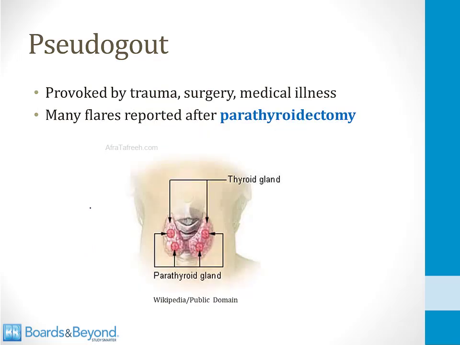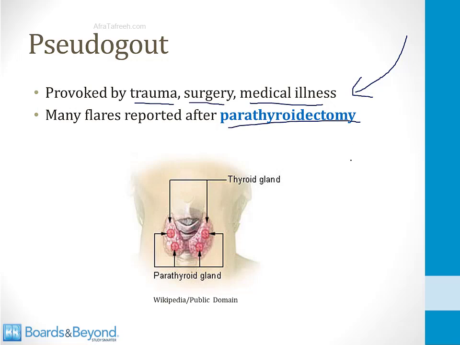In the video on gout, I talk about a number of classic triggers for an attack of gouty arthritis, and all of those triggers lead to high levels of serum uric acid. There are also some triggers that have been established for pseudogout, although the mechanisms of these triggers are less well understood. So the first thing you should know is that pseudogout often happens to patients who are sick. So if they've had trauma, or they just had surgery, or they have a serious medical illness, these things are all associated with a higher likelihood of developing an attack of pseudogout, and therefore you often see attacks of pseudogout in hospitalized patients. In addition, many flares of pseudogout have been reported after parathyroidectomy for hyperparathyroidism.